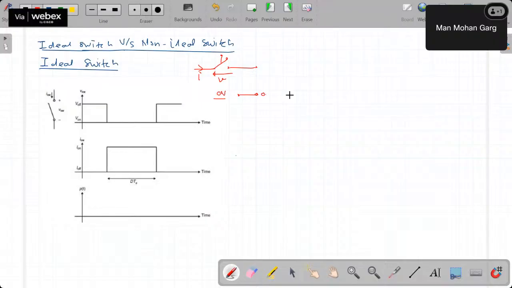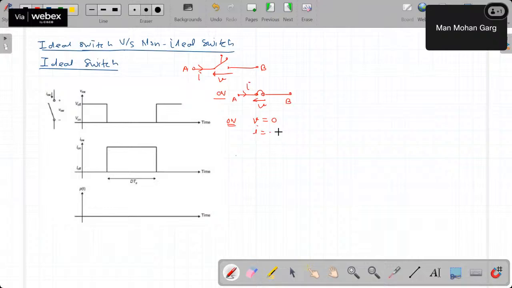If it is ideal, then what do we expect when this is on? When this is on, this V should be zero, and this I should be whatever I want. It may be 20 ampere, 1000 ampere, 10,000, 1 mega ampere. It should be able to handle any kind of current.